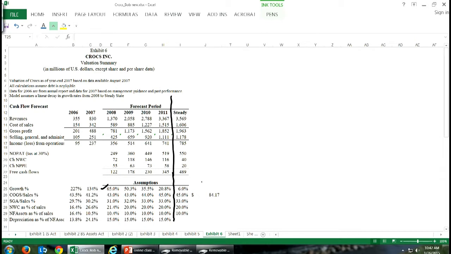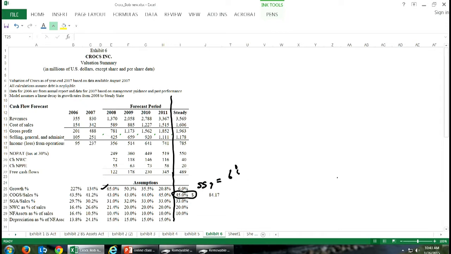And then the assumption of steady state growth is equal to 6%. And then we assume that cost of goods sold and SG&A are 45%, pretty much 43 to 45% from 2008 to 2011. And in steady state, we assume that it is 45. And then SG&A as a percentage of sales is 33, and we have all these other assumptions.